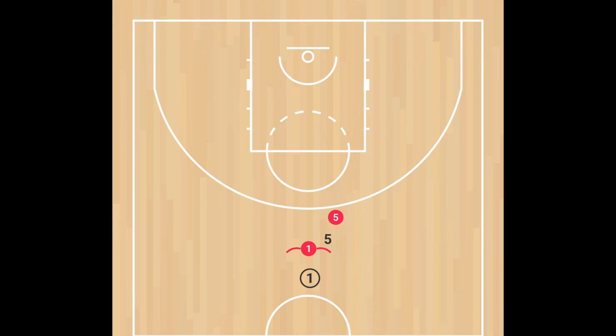Against a switching defense, rejecting the screen is often the quickest way to prevent the switch from happening in the first place. The screener's defender is already expecting the ball handler to come off the screen, while the on-ball defender prepares to switch onto the screener.